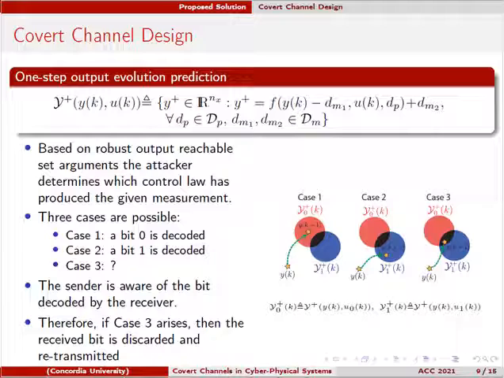In the second case, a bit 1 is decoded because the received measurement yk plus 1 falls within the blue prediction set, y1 plus. In the third case, the received measurement yk plus 1 falls in the intersection of the two sets. Therefore, it cannot be determined for sure which control input has been used. The sender is aware of the bit decoded by the receiver because they perform the same operations. Therefore, if case 3 arises, then the received bit is discarded and retransmitted again.